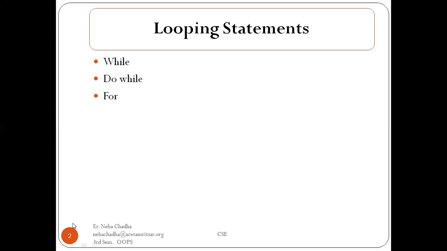First thing is why we use a looping statement. When we want to repeat something, then we use a loop. Loop means something that is in a cycle. We give some condition in a statement, and when the condition gets satisfied, the loop will execute. And when the condition is not satisfied, you get terminated from the loop.